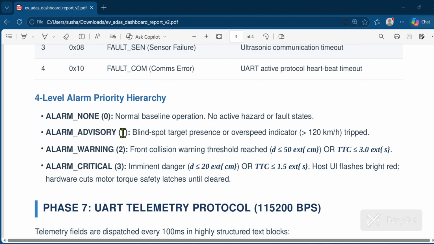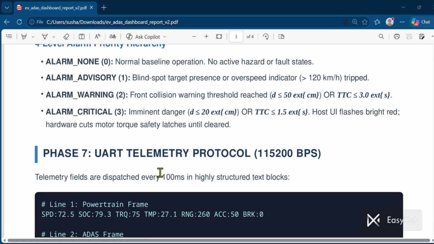For alarm advisory level 1: blind spot target presence or over speed indicator. For alarm warning level 2: front collision warning reached. For alarm critical: immediate danger.